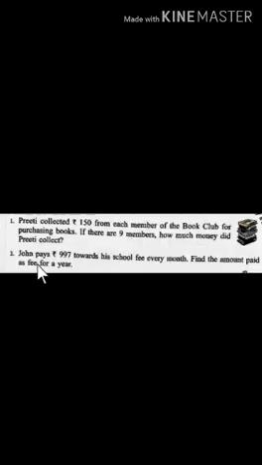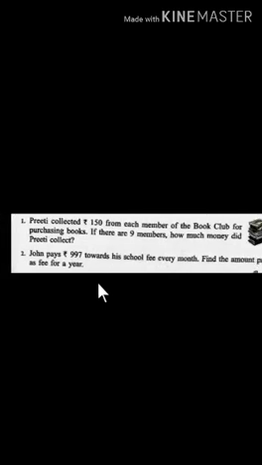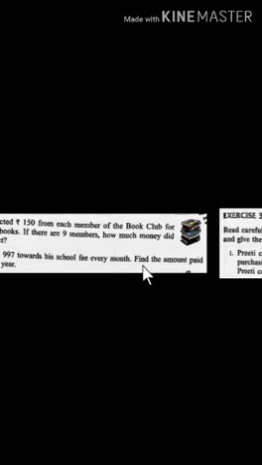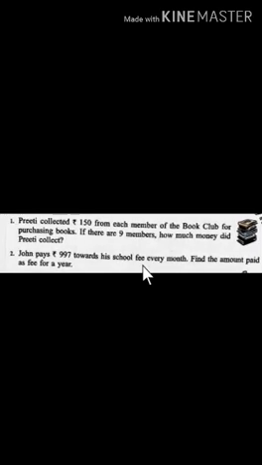Now check question 2. John pays rupees 997 towards his school fee every month. Find the amount paid as fee for a year. Students, in this question, he pays fee for 1 month, 997, and you have to find the fee for 1 year. So first you convert 1 year into months. How many months in 1 year? 12 months. So you find the amount paid as fee for a year.